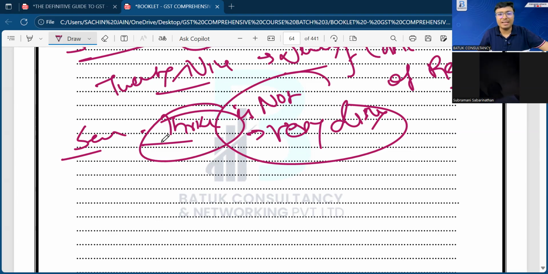No, sir, for normal registration, if you are taking, then you will take the registration as a taxpayer only. If you are going to take the GST registration as a TDS deductor, then you have to take a separate registration.